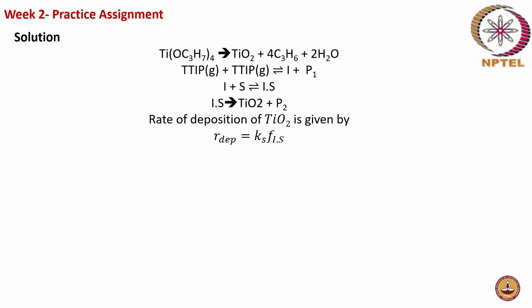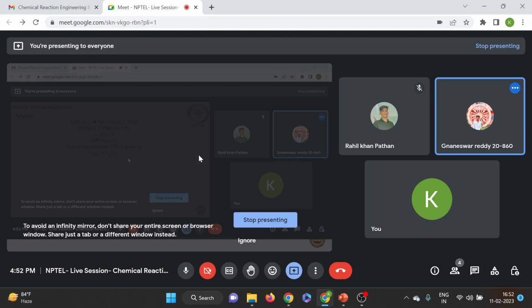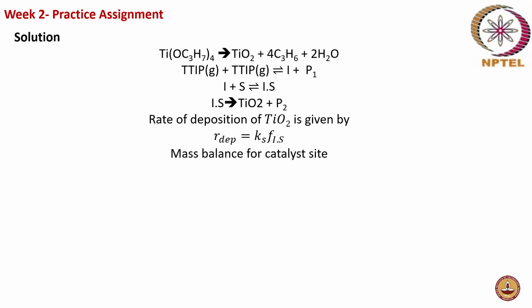FIS is the fractional concentration of IS, that is, I adsorbed on the catalyst surface. It is nothing but the fraction of sites occupied by this intermediate I. Now, how do you write the mass balance for the catalyst site?